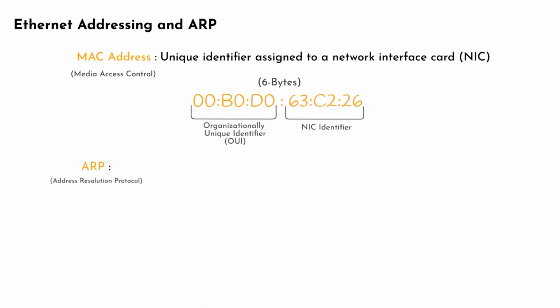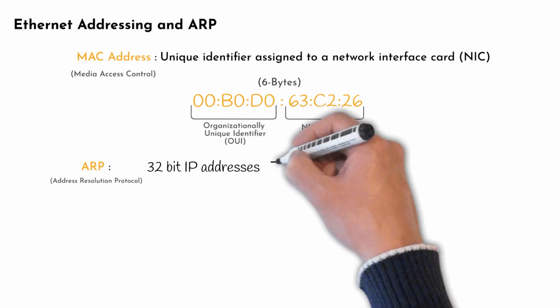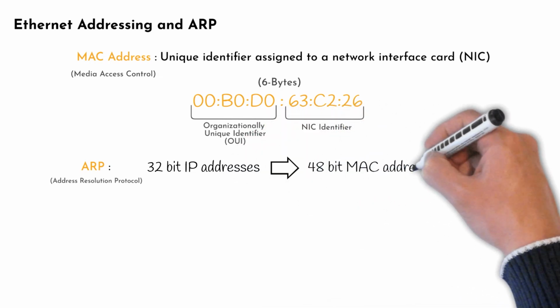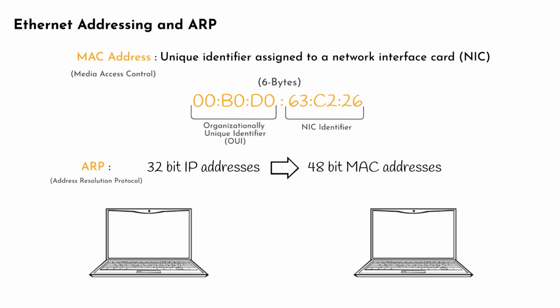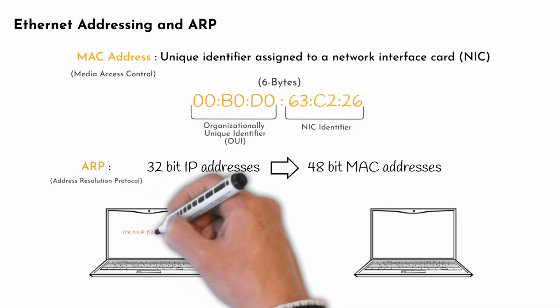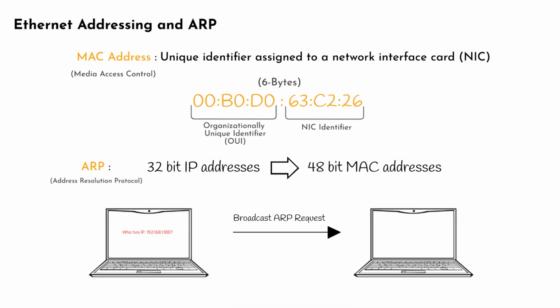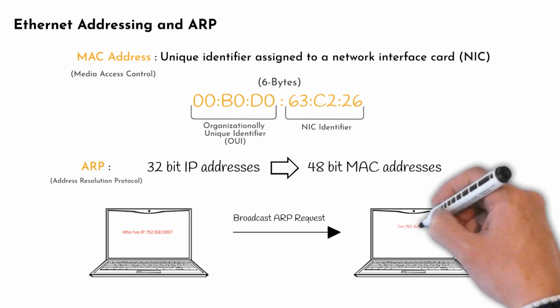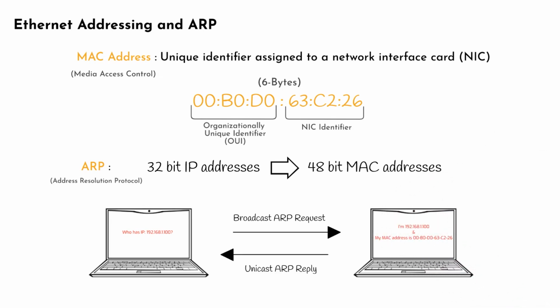To map IP addresses to MAC addresses, Ethernet networks use the Address Resolution Protocol. When a device wants to communicate with another device on the same network, it sends out an ARP request, asking, "Who has this IP address?" The device with that IP address responds with its MAC address, allowing communication to proceed.